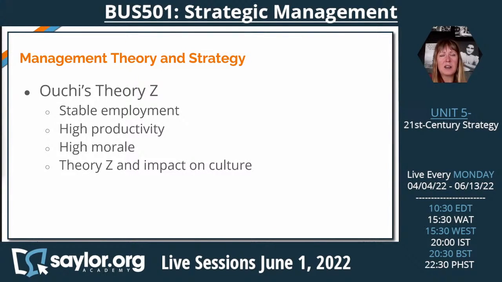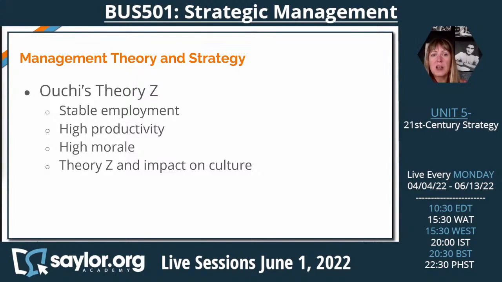Theory Z kind of tags along with theory X and Y that we just talked about. Theory Z is a little bit different, and it came out of Japanese manufacturing, car manufacturing specifically, many years ago. Theory Z focuses on people having stable employment. And as a result of that stable employment, they're not anxious about losing their job. Therefore, they have higher morale. They're more productive.